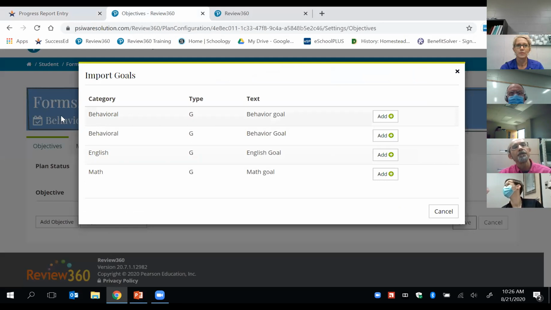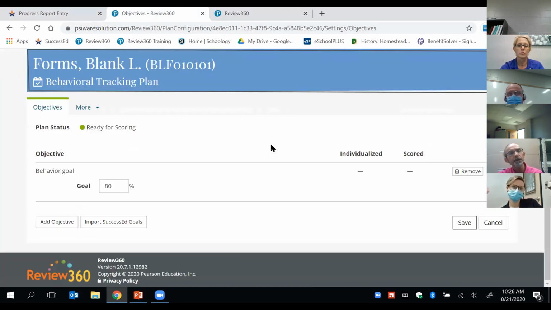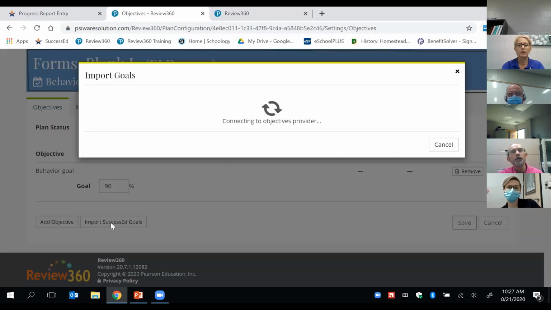Okay, so we're in the blue plan, so we're going to import these behavior goals. And again, where it says behavior goal, this would be the actual written text from Success Ed that has the time frame, conditions, behavior, and criterion. So we're going to add that, and it automatically pulls that information over. You might need to edit the goal. This one, let's maybe say it was written at 90% as the mastery expectation, so you can go ahead and save that. And let's go ahead and import the other behavior goal.